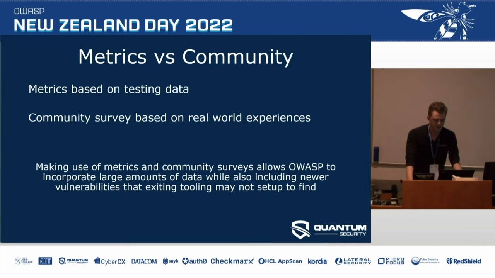So what we found is that making use of the metrics and the community surveys allows OWASP to leverage the huge amounts of data that they do have access to, but it also includes newer vulnerabilities that tooling isn't necessarily set up to find. Although SSRF isn't a new vulnerability in its own right, it's not something that is often cared about or thought about in automated tooling. So by using those community surveys, they can still highlight vulnerabilities that are worth noting that just aren't being automated for their searches.